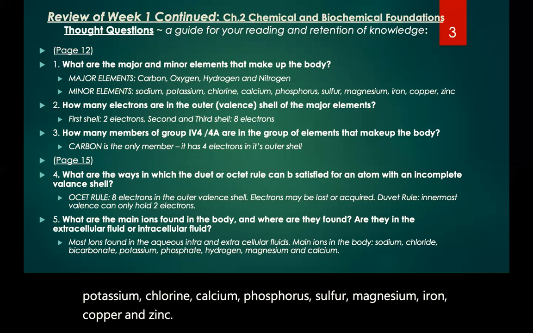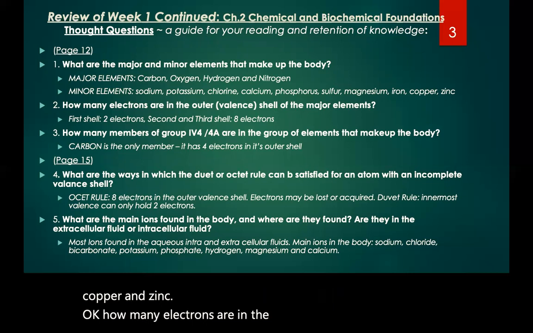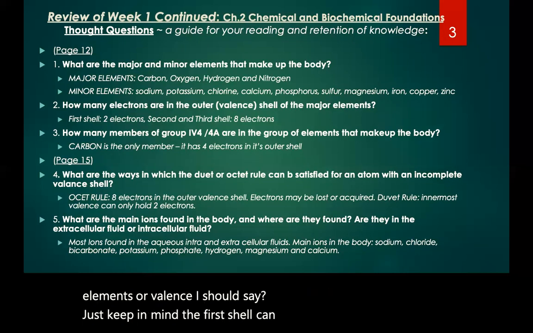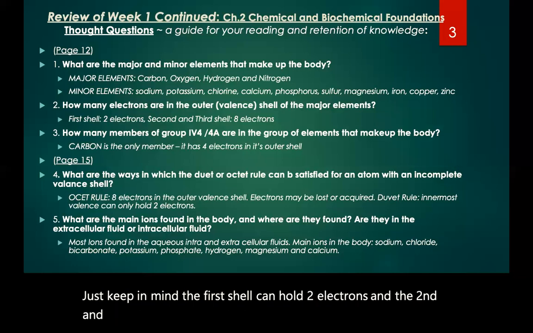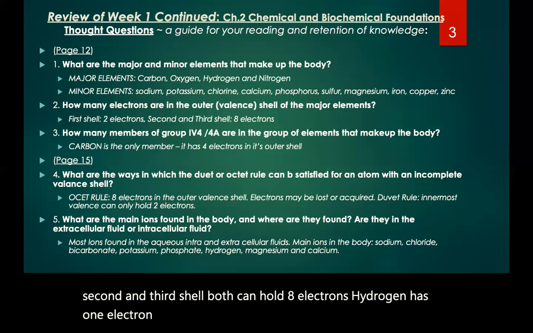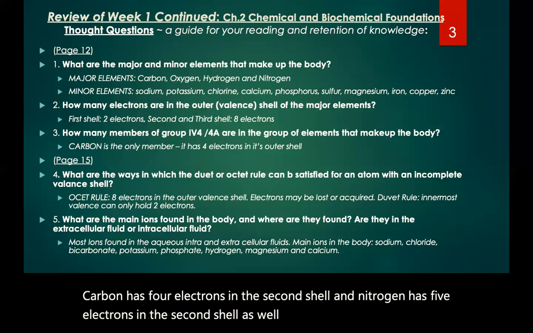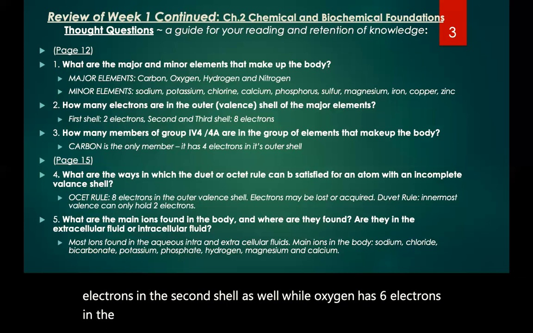How many electrons are in the outer shell, or valence, of the major elements? Just keep in mind the first shell can hold 2 electrons, and the second and third shells both can hold 8 electrons. Hydrogen has 1 electron in the first shell. Carbon has 4 electrons in the second shell, and nitrogen has 5 electrons in the second shell as well, while oxygen has 6 electrons in the second shell.